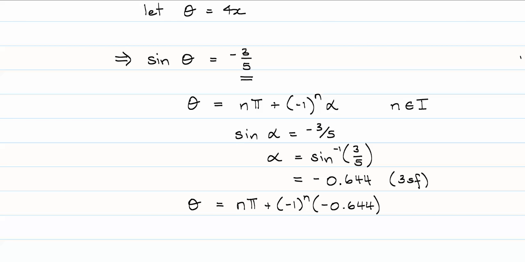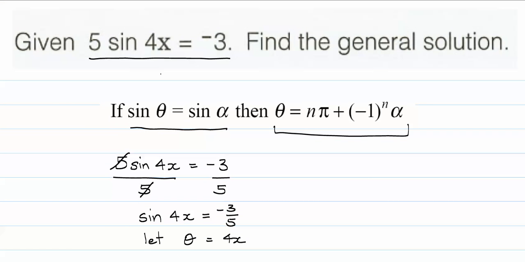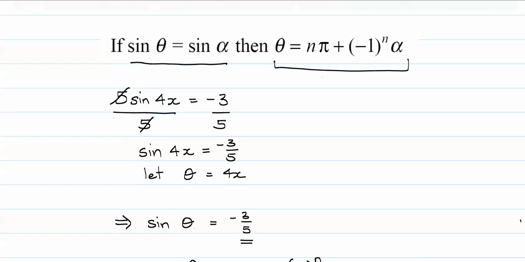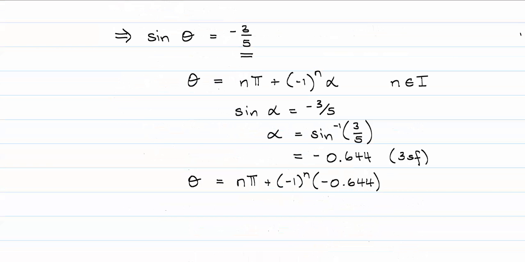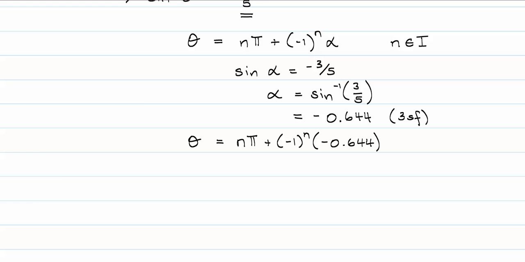But of course, our original equation did not have a theta in it. Our original equation had an x. We redefined our equation so that we could apply the formula from the formula sheet. But we need to go back and rewrite our general solution in terms of x's rather than thetas. So we just have to remember that theta is equal to 4x. If we resubstitute that back into our equation, we'll get the general solution for x.